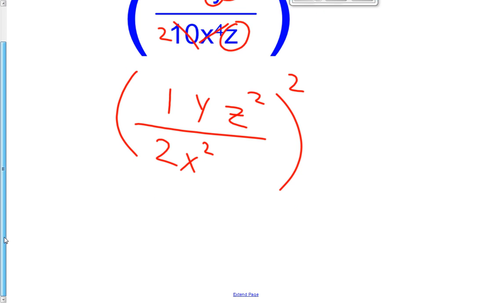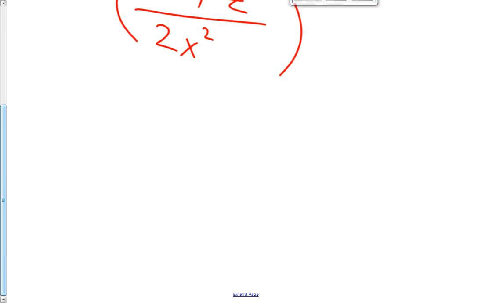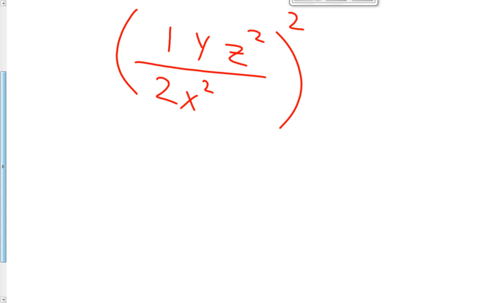So now we're going to square the numerator. 1 squared is still just 1. Y squared is y squared. Remember, when you have a power raised to a power, you multiply. So 1 times 2 is y squared. Z squared squared, you'd multiply the 2 by this 2, and you would get z to the fourth.